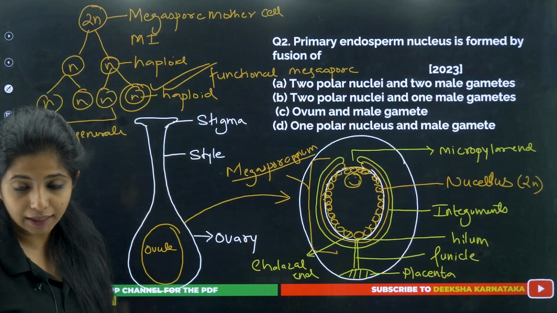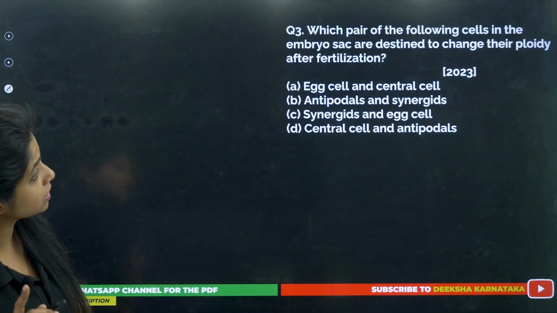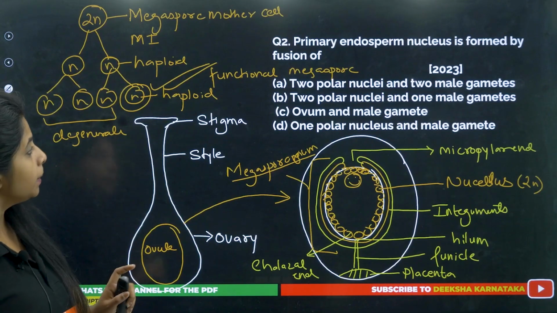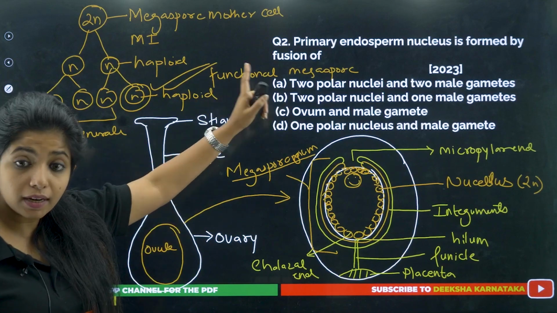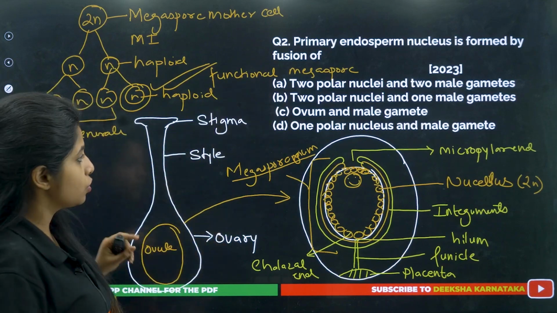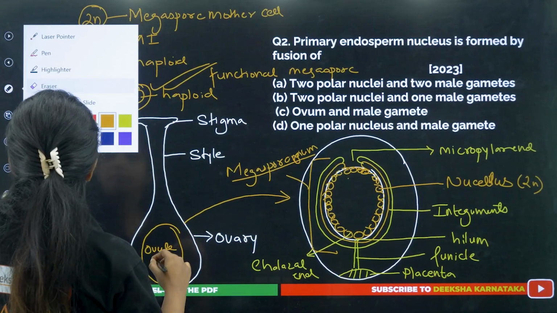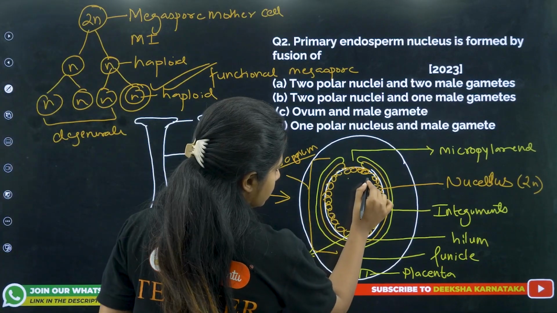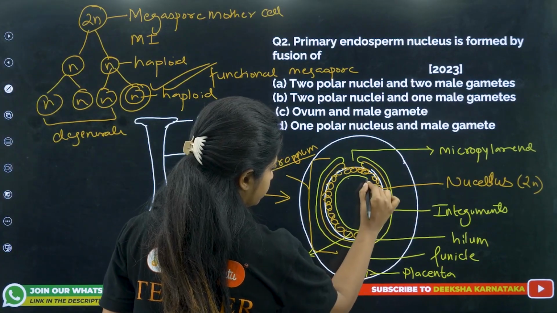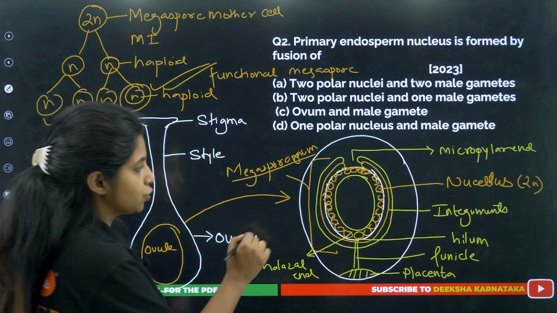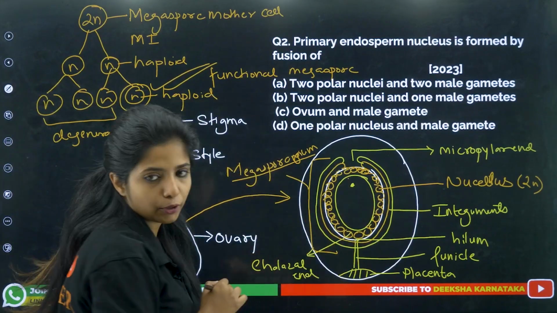The story has not ended as of now. I have to go for the next thing. Okay, so the functional megaspore is there. Now, I am going to tell you about the functional megaspore. Let's see what happens with it. Suppose this is the functional megaspore. It has its own nucleus, which is a haploid nucleus.